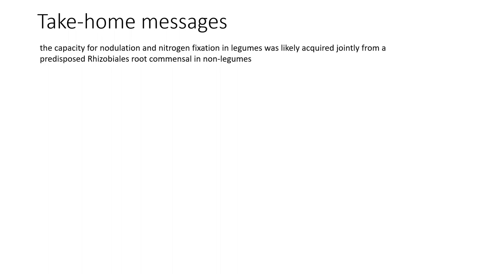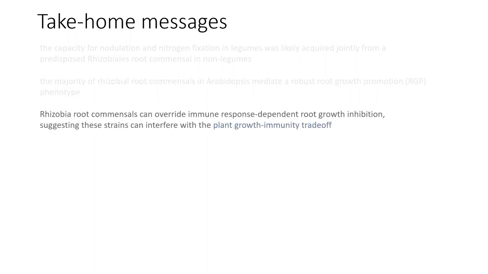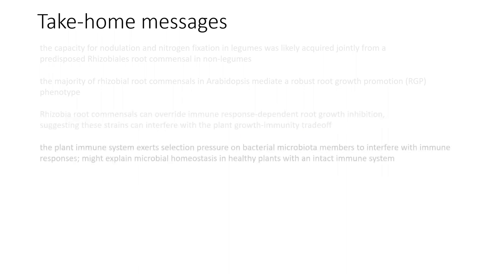In the first part of my presentation, I presented evidence that the capacity for nodulation and nitrogen fixation in legumes was likely acquired jointly from a predisposed rhizobiales root commensal in non-legumes. The majority of these rhizobial root commensals in Arabidopsis mediate a robust root growth promotion phenotype. Unfortunately, we still don't know the molecular mechanism, how they interfere with root developmental pathways, but I bet we will find it out. Rhizobia root commensals can override immune response-dependent root growth inhibition, suggesting that these strains can interfere with the plant growth-immunity trade-off. I think that's a very important function of these root commensals.